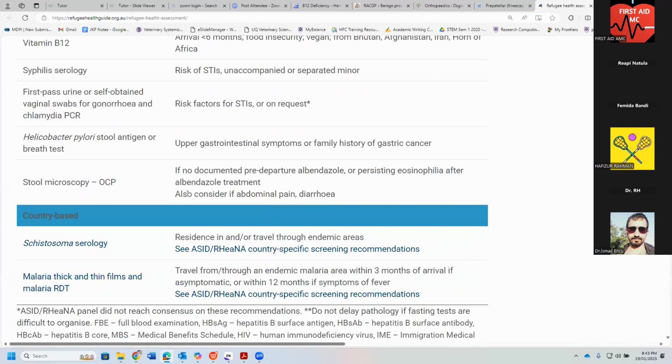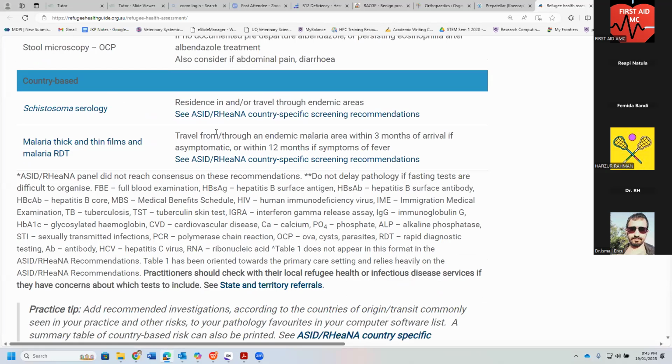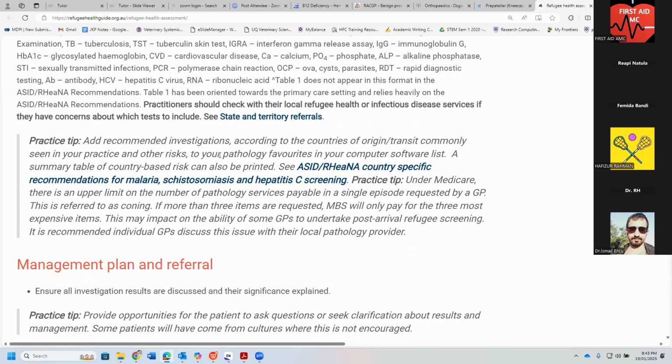Yes, you do need to go through all of this, Dr. Tabinda. They do ask questions from here. And schistosomiasis, especially those who are coming from Middle East countries and African countries, and malaria, thick and thin films with malaria RDT. Most of the time, thick and thin films are done.